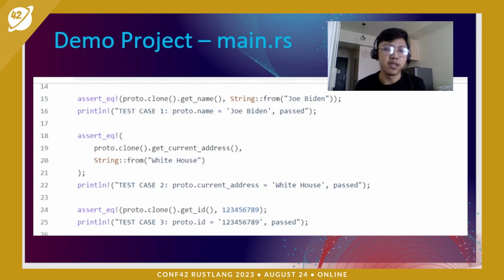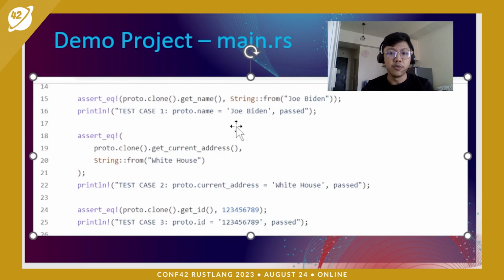After that, here's an example of how we test and assert the values inside our object. We can use assert equal and get the name of our object, comparing it to the string Joe Biden. If it returns true, then it passes, right? And if it passes, it will print our string: test case proto name Joe Biden passed. If it fails, then it will stop here and skip the remaining lines.